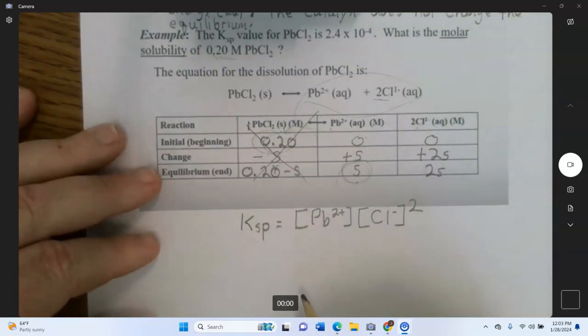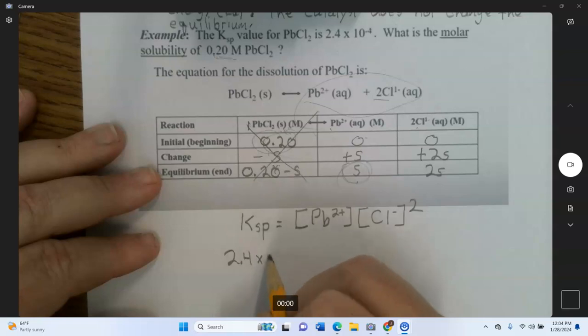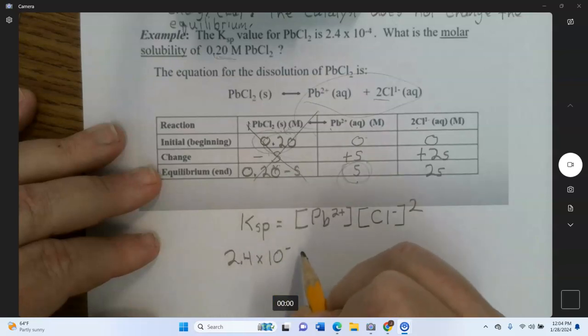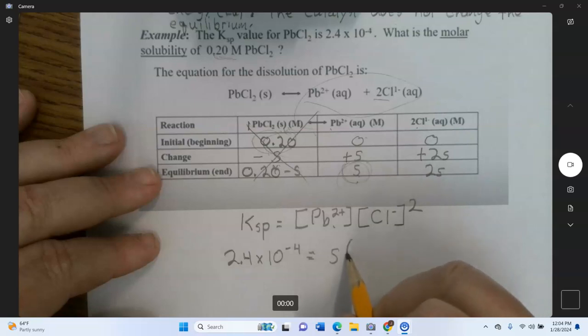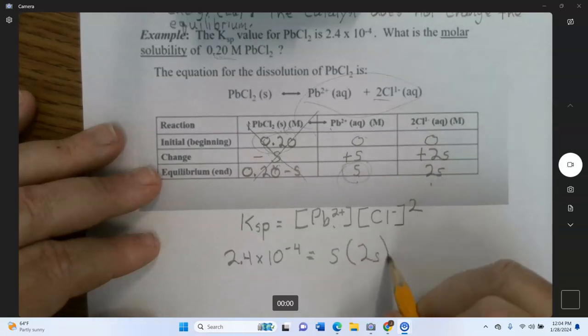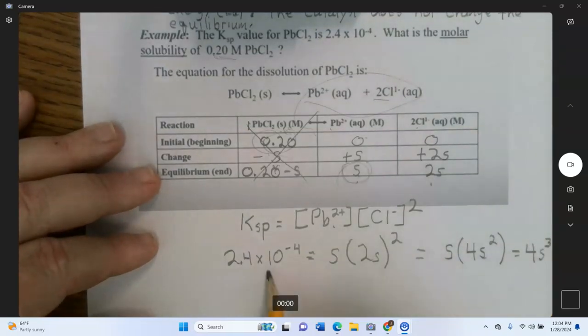Okay, so now let's plug in our variables and our numbers. So Ksp. Pb is S, the concentration at equilibrium. And Cl is 2S right there, and then you have to square that. So if you do the math on that, you get S times 4S squared, and you multiply the S by, and you end up with 4S to the third. That's math, not chemistry. All right? So 4S to the third equals 2.4 times 10 to the negative fourth.